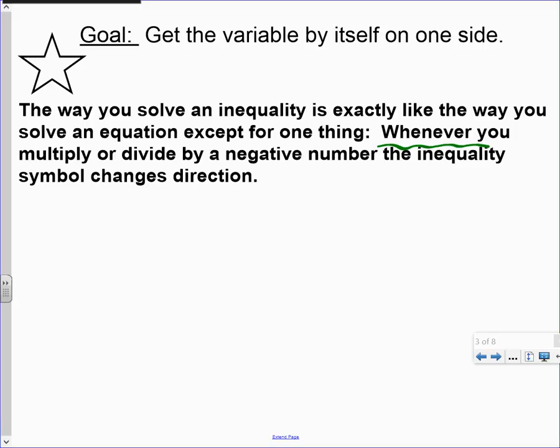Whenever you multiply or divide by a negative number, the inequality symbol changes direction. That's the only thing you got to remember. But everything else is exactly the same way you handle equations. You get the variable by itself on one side. Go ahead and copy that down.